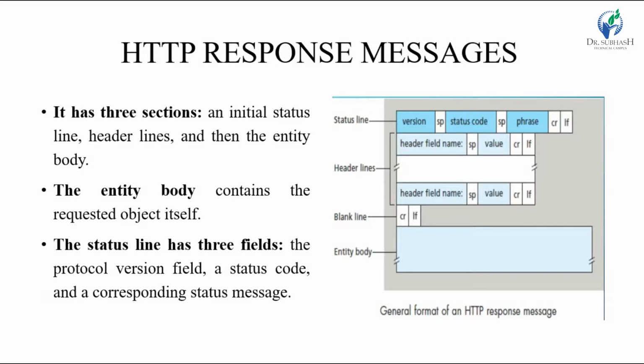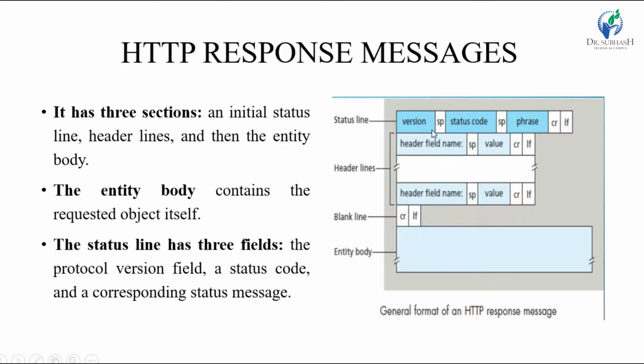Now the next is HTTP response messages. Here is the format of your HTTP response message. It has 3 sections: initial status line, header lines and entity body. The entity body contains the requested object itself. Whatever you are requesting, that object is stored in your entity body. This message is going to be sent from the web server to the client. The response to the request made by the client is sent back to the client. So whatever the user has requested is stored in the entity body.